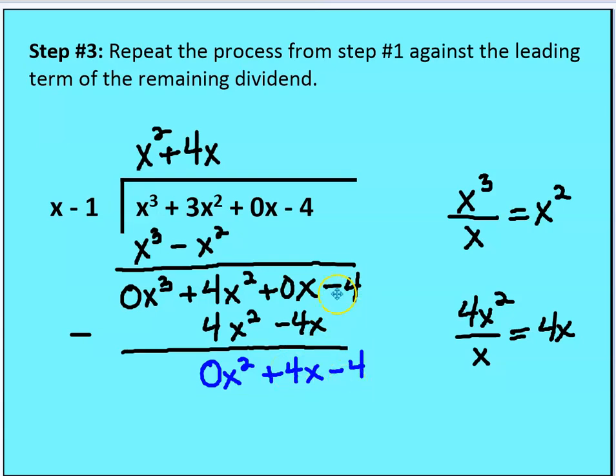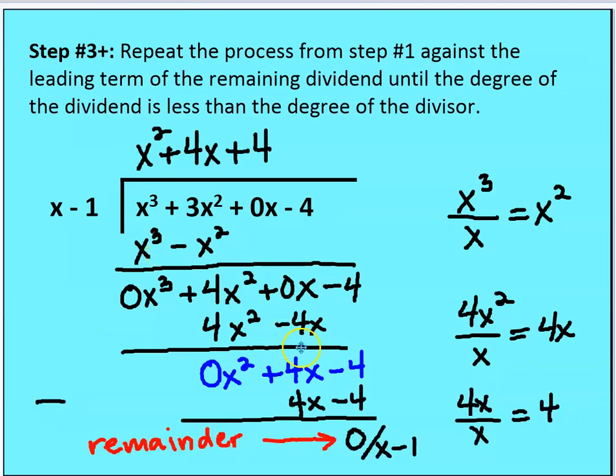All right, and then we're going to do this step again. We're going to divide 4x by x. That gives us 4. That becomes part of our quotient. 4 times x and 4 times minus 1 is minus 4. We're going to subtract these values, and we end up with a remainder of 0 over x minus 1.